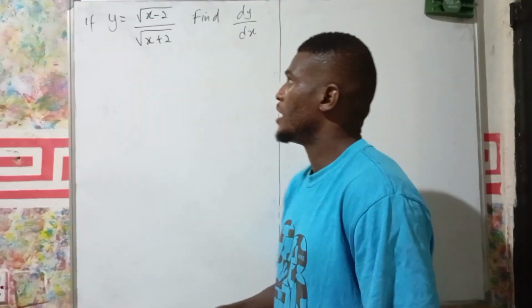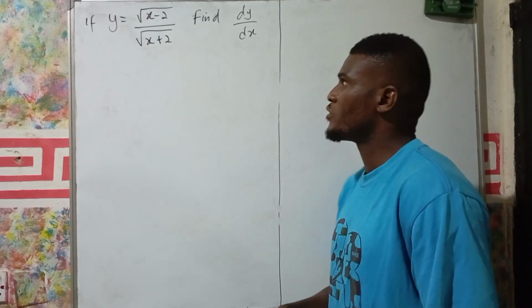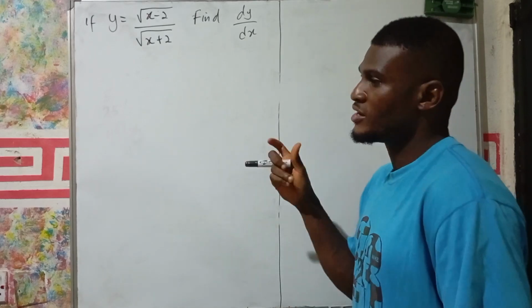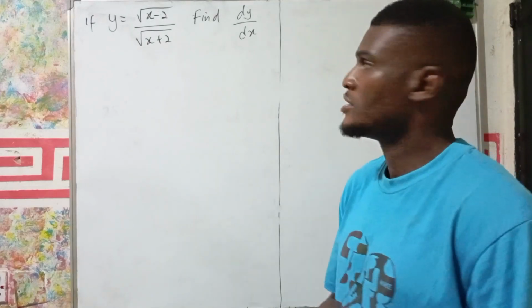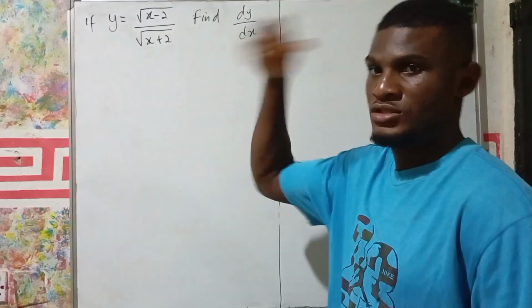We have a question and it says y equal to square root of x minus 2 divided by the square root of x plus 2. We have to find dy/dx, which means we need to differentiate this. Now to differentiate this, we need to first of all rationalize this sum.